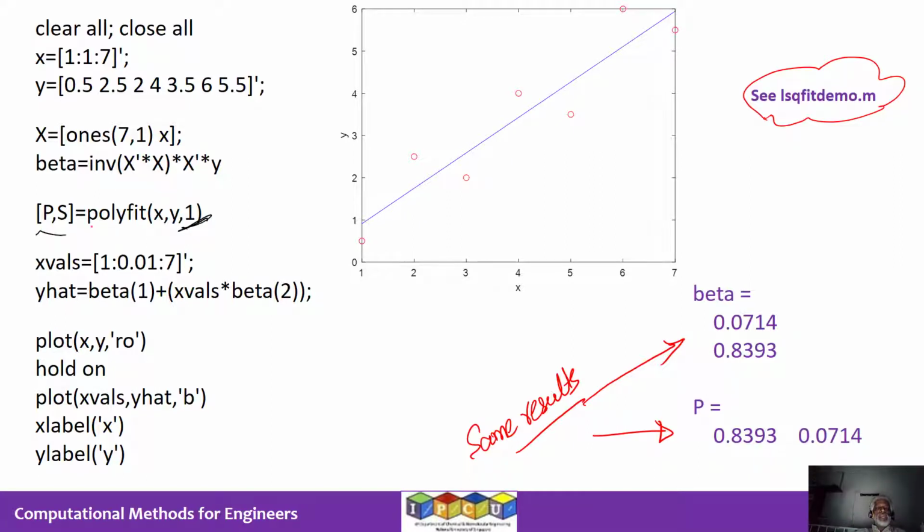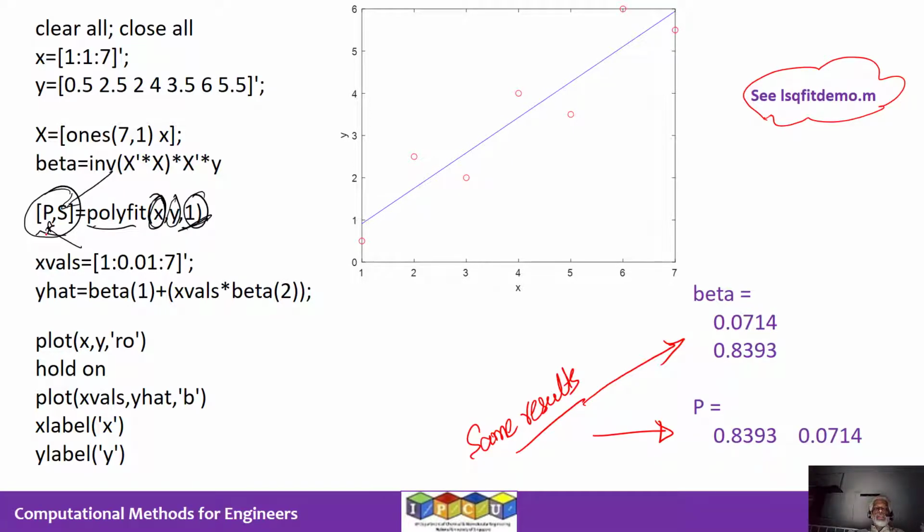So [p, s] is equal to polyfit(x, y, 1). The independent variable measurements x come first, the dependent variable measurements y come next, and the order of the polynomial we are trying to build comes as a third input argument. The output is in p and s, with s containing the statistical information and p containing the values of the parameters, the coefficients of the polynomial.